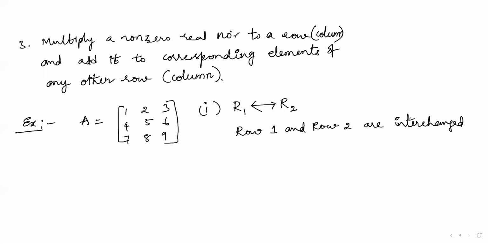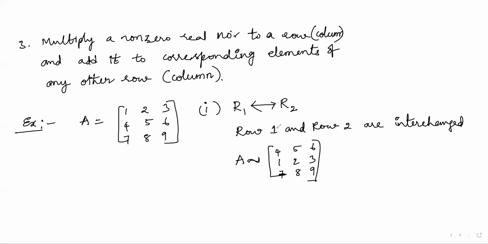Hope you understand. Is it compulsory to interchange only the first two rows? No, no, no. Any two rows you can interchange. Then this transformed matrix becomes: 4, 5, 6 became the first row, and 1, 2, 3 became the second row, and 7, 8, 9 is the third, as the third row is not changed.